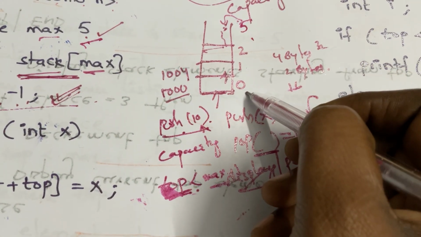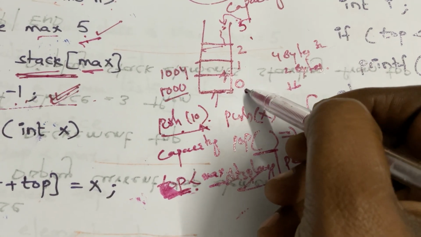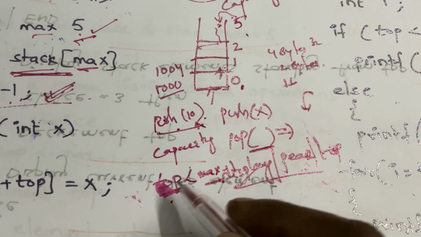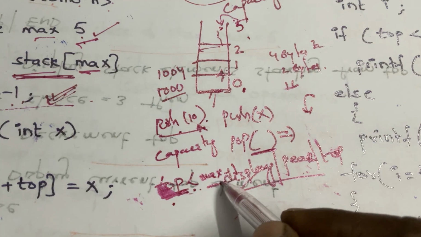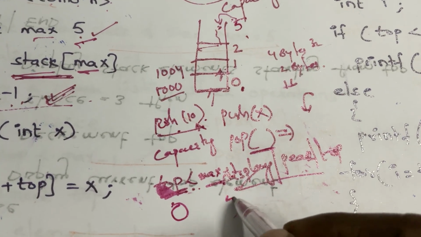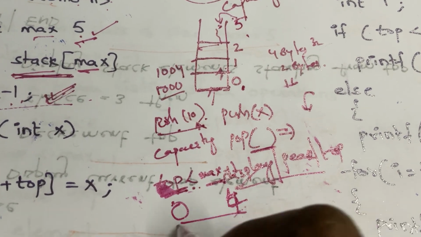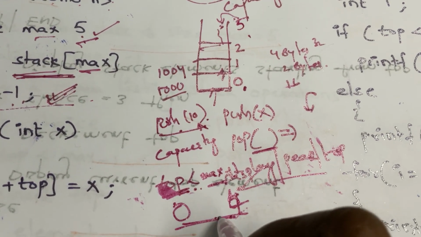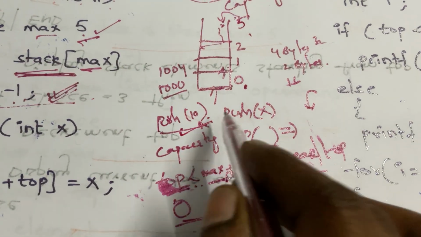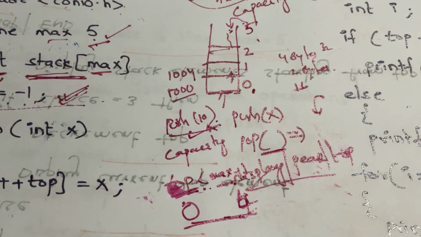I am at the 0th position. Can I insert? Yes, I can insert. How can you say that? Because the condition says top less than maximum minus 1. Top value is 0. Maximum value is 5. 5 minus 1 is 4. So this condition is true. When it is true, push operation is possible to perform.